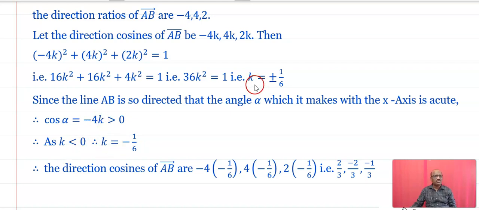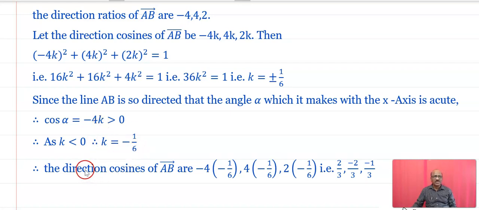Therefore, we have two values of k. One is plus 1 by 6, another is minus 1 by 6. If we take 1 by 6, then it will not be possible. And if we take minus 1 by 6, then minus and minus will become plus here. Minus 4 into minus 1 by 6 will be plus. And that's why k is equal to minus 1 by 6.